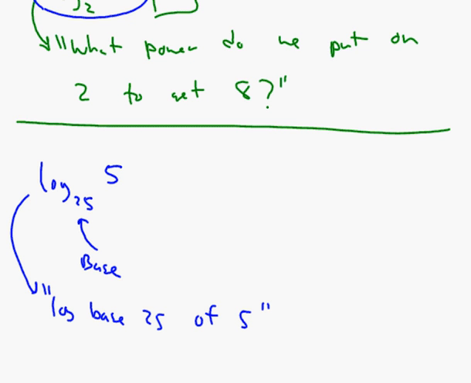Okay. So what I'd like you to do is just think, what question is this really asking? So this is saying, what power do we put on 25 to get 5? The answer to that is 1/2. Okay. And let's just go to a new one.